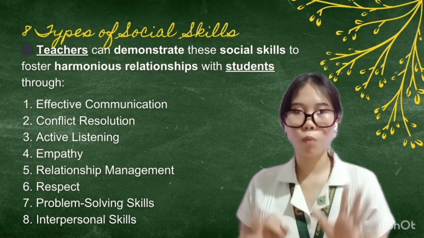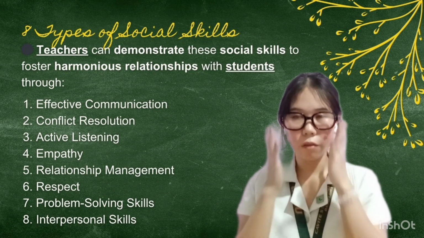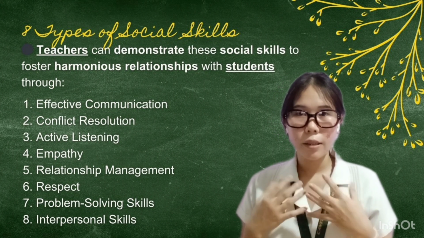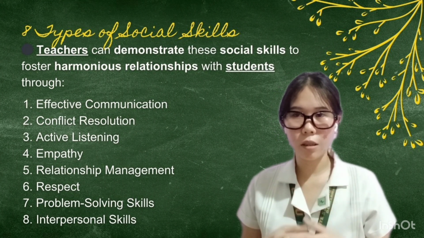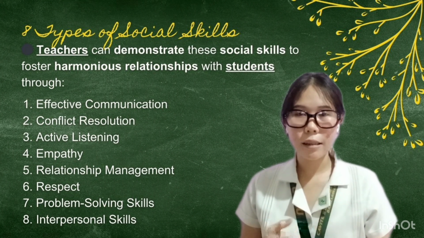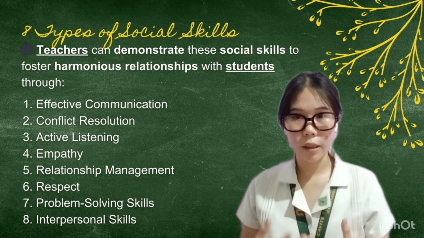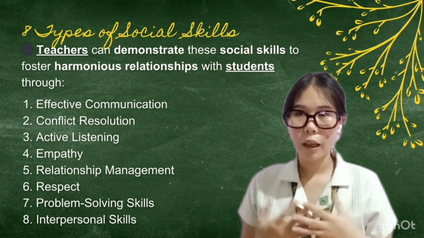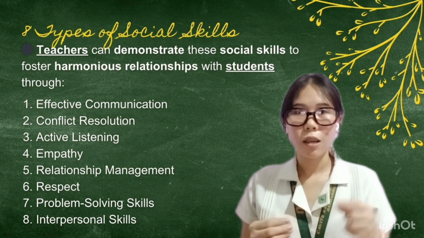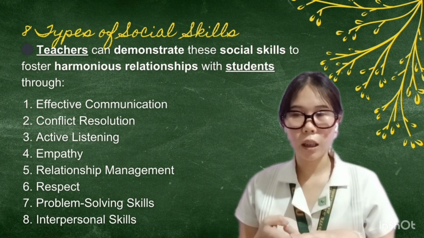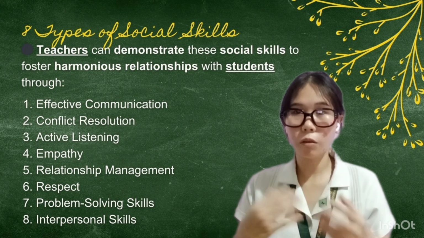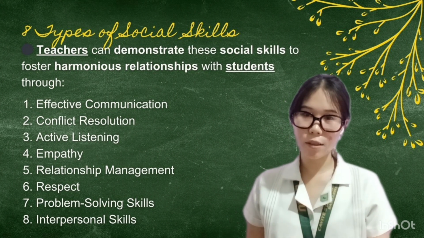Number seven is problem solving skills. So problem solving skills talks about collaboratively finding solutions to the challenges, seeking help in making effective decisions, and accepting consequences to find better solutions to the problem. Lastly, number eight is interpersonal skills. So, overall, it is the ability to interact effectively with others. The abilities such as sharing, joining activities, asking permission, and even waiting for others' turns in school-related tasks. That's all.